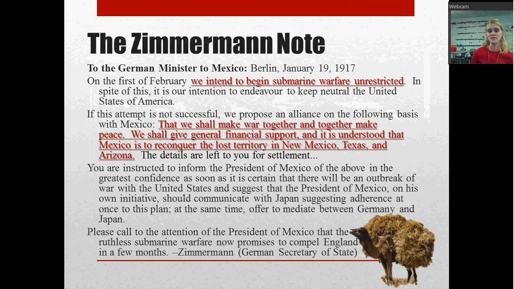However, if our attempt is not successful, we propose an alliance on the following basis with Mexico: that we shall make war together and together make peace. We shall give general financial support to Mexico. It is understood that Mexico is to reconquer the lost territory of New Mexico, Texas, and Arizona. You are instructed to inform the President of Mexico of the above in the greatest confidence as soon as it is certain that there will be an outbreak of war with the U.S.